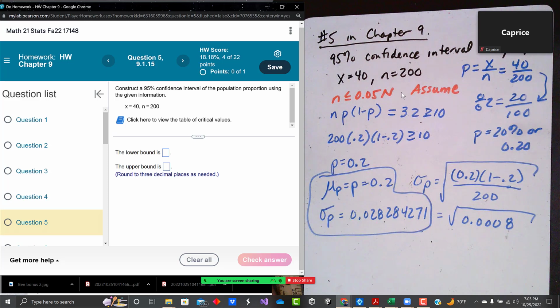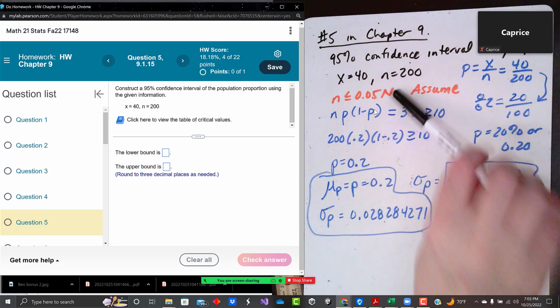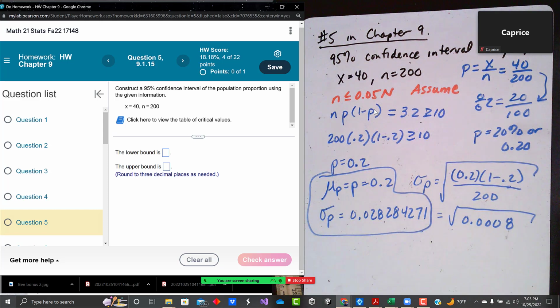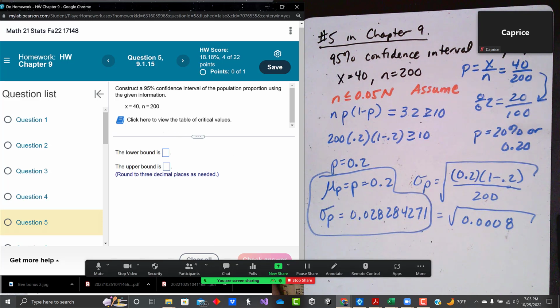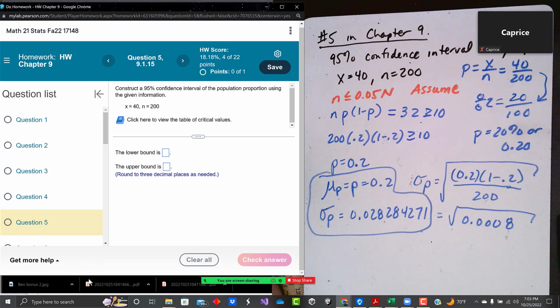So we've shown with these two right here, assuming that we showed that to be true, that it's normally distributed. Let's go and get the confidence interval. That's what they're asking us to do. A 95% confidence interval. So let's go do that.